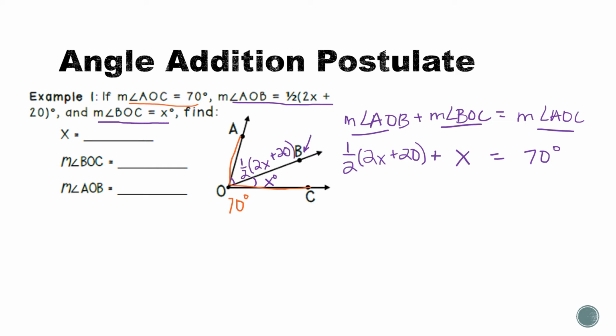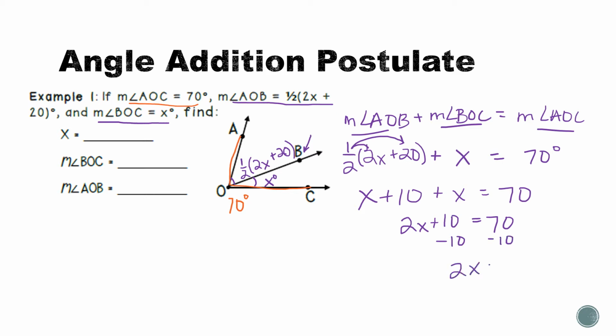So let's take the 1/2. Since it's outside, we need to distribute it to both terms inside the parentheses. So 1/2 times 2x gives me 1x. 1/2 times 20 gives me 10, plus x equals 70. From here, I combine like terms. We get 2x plus 10 equals 70. Solving for x, I want to subtract 10 from both sides. 2x equals 60. And then we divide by 2. X should equal 30.